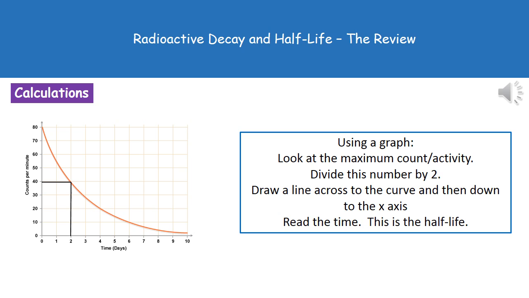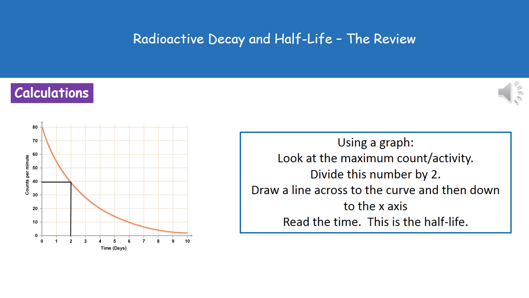Now what we need to do to work out the length of time for one half-life is look at the maximum count first of all. In this case it's 80. So we know that the half-life means that half of those are going to have decayed, so we're going to be looking at 40 counts.